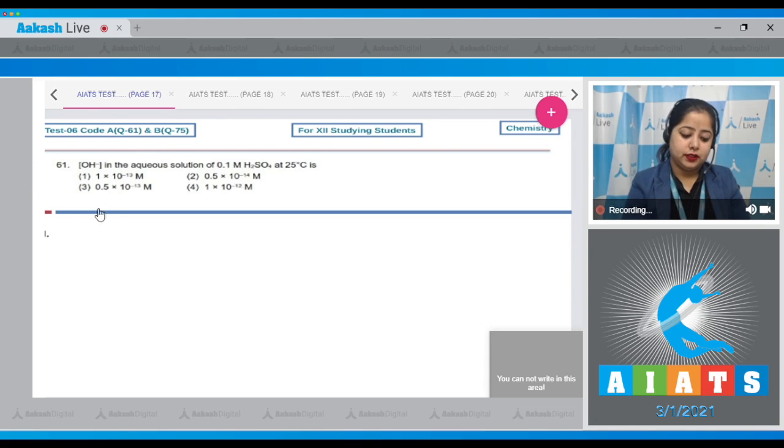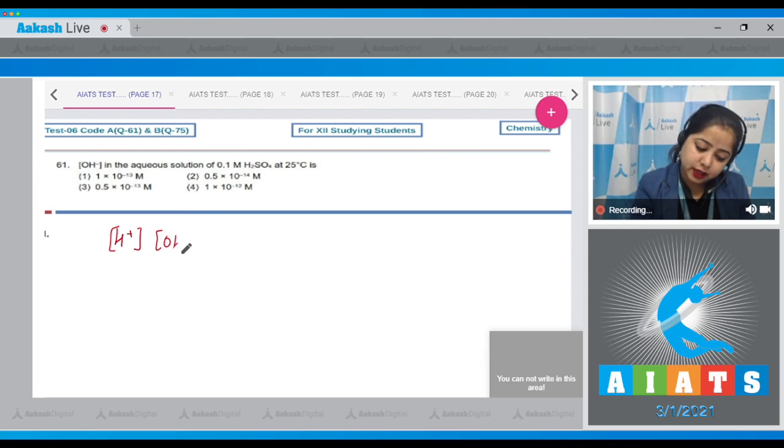61. Let's calculate. The OH⁻ ion concentration in the aqueous solution of 0.1 molar H2SO4 at 25 degrees Celsius is... Let's calculate this question, students. We all know that the product of the concentrations of H⁺ ion and OH⁻ ion is equal to 10 raised to the power minus 14 at 25 degrees Celsius.